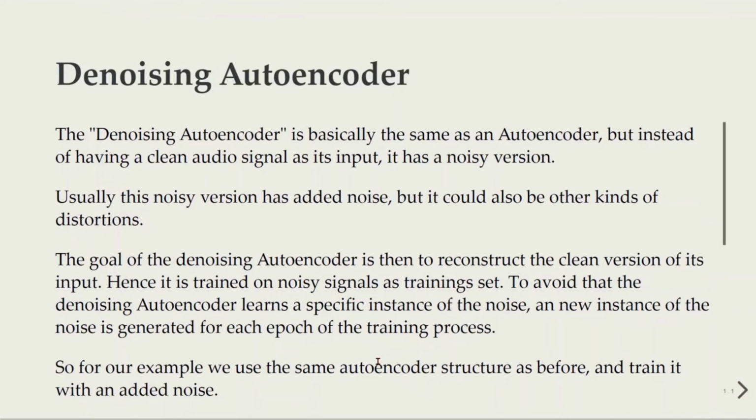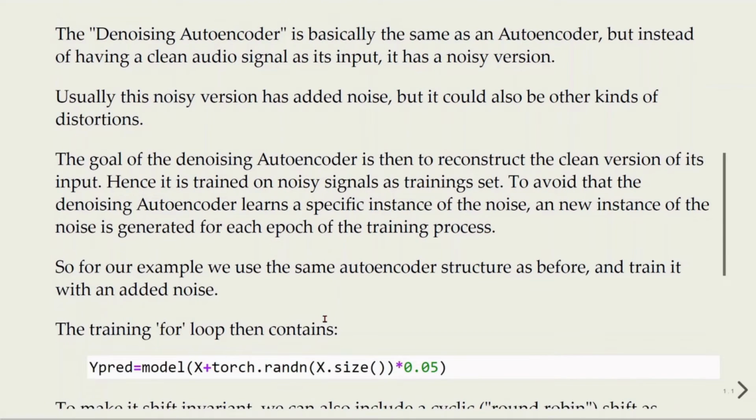On this tutorial we will talk about the denoising autoencoder. Basically, the denoising autoencoder is the same as an autoencoder, but instead of having a clean audio signal as its input, it has a noisy version. Usually this noisy version has added noise, but it could also be other kinds of distortions. The goal of the denoising autoencoder is then to reconstruct the clean version of its input. Hence, it is trained on noisy signals as training sets.